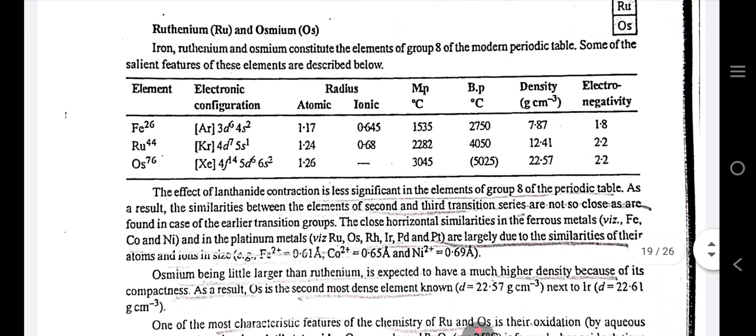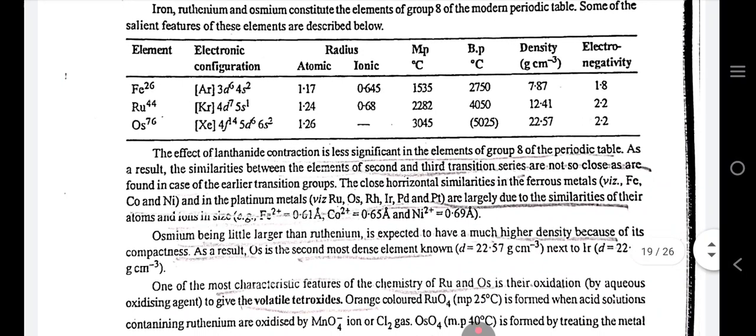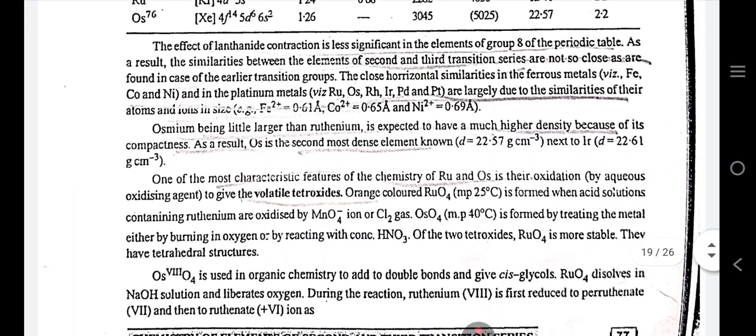Group 8: Ruthenium and osmium. Iron, ruthenium and osmium constitute the elements of group 8 of the modern periodic table. Some of the salient features of these elements are described below. The effect of lanthanide contraction is less significant in the elements of group 8 of the periodic table. As a result, the similarities between the elements of second and third transition series are not so close as found in case of the earlier transition groups.